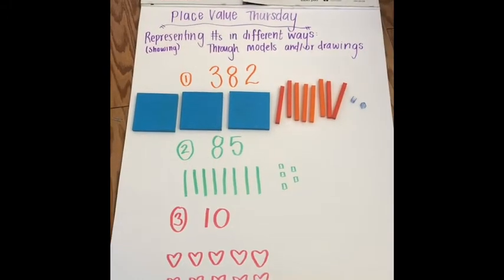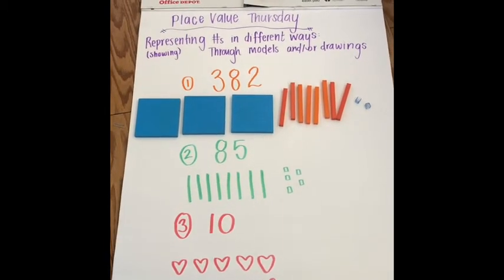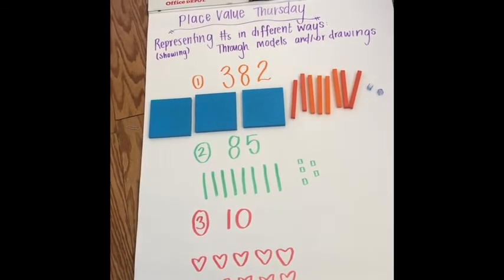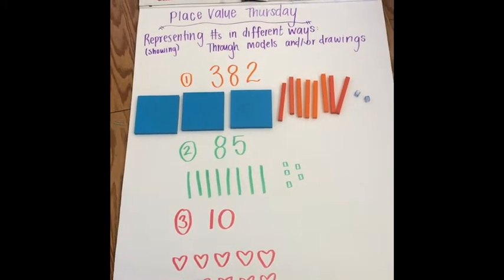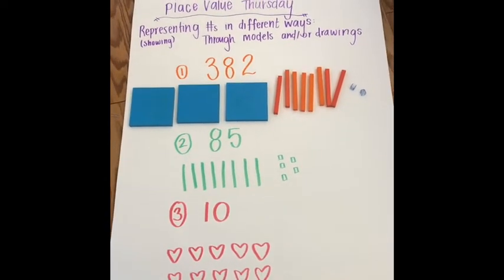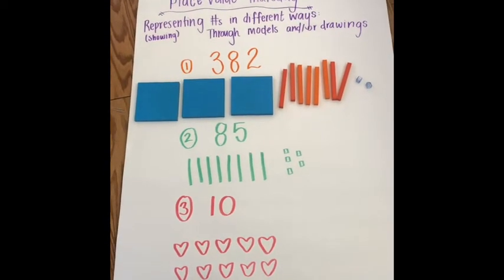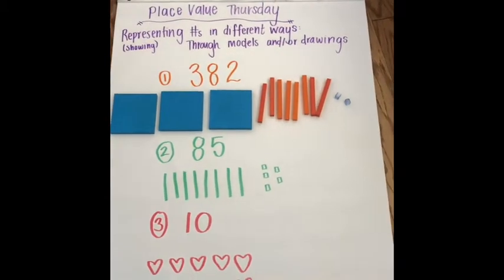Happy Place Value Thursday. Today we're going to talk about how to represent or show numbers in different ways. So we know place value is important because understanding place value helps us to visualize a number better, to add it better, to subtract it better, to multiply, to divide a little more easily. Because place value helps us understand that each digit in a number represents a certain value, whether that's a 1 or a 10 or hundreds.